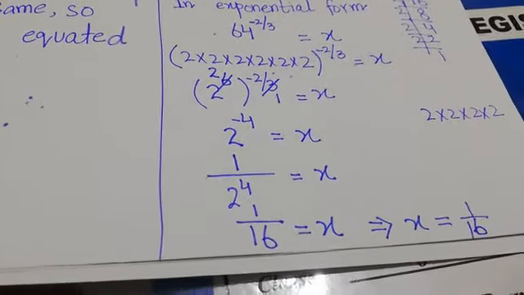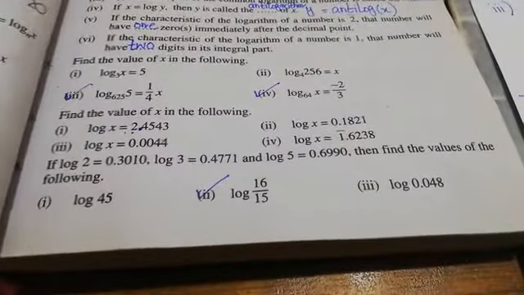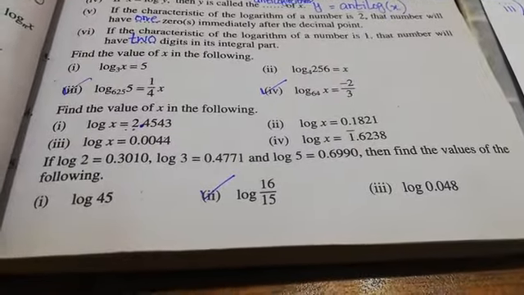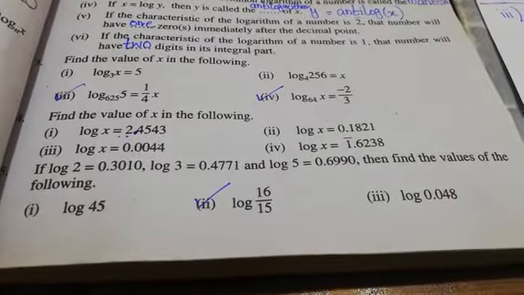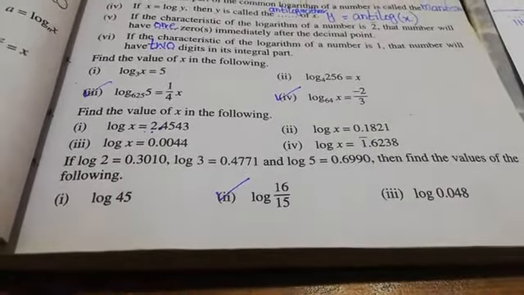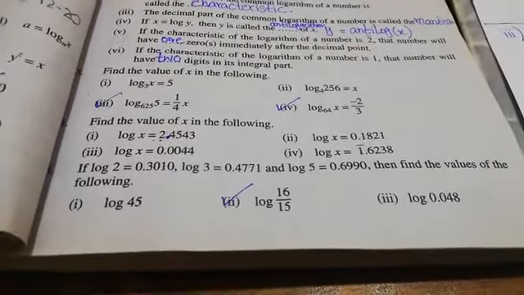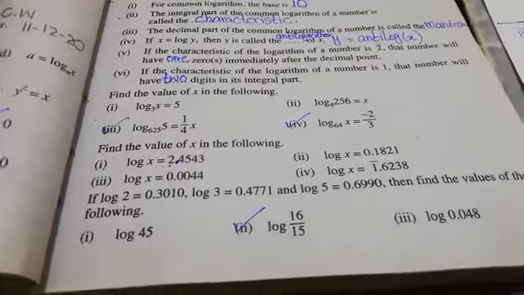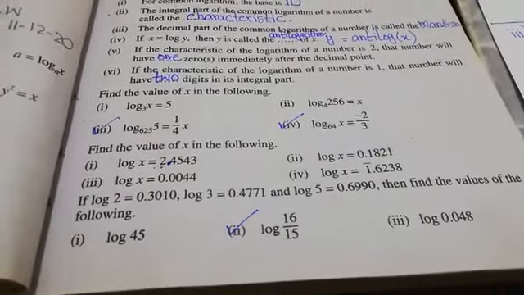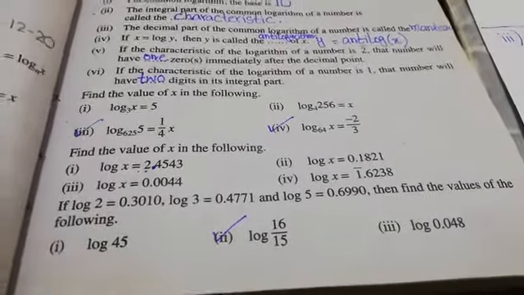So move to question number 5. Okay, now in question number 5, the question is if log of 2 is equals to 0.3010, log of 3 is equals to 0.4771 and log of 5 is equals to 0.6990, then find the values of the following. If you remember, we have done such question again in exercise 3.3.